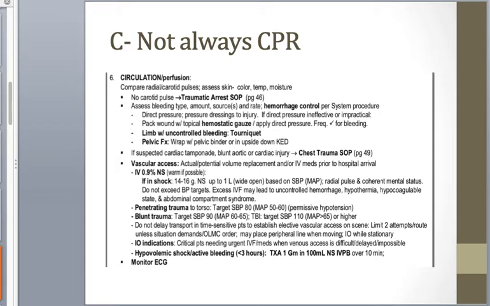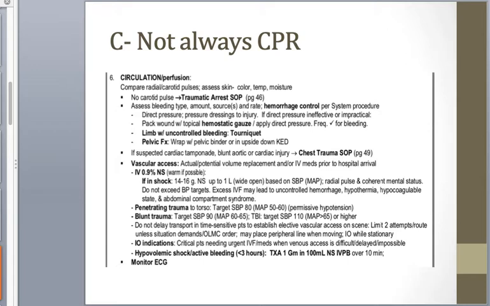So what this is saying is if we flood them out with fluids, we can make them lose their ability to clot, lose their ability to control their own temperature, and that's good for nobody, especially us. They can bleed out right before us if we give too much fluids.